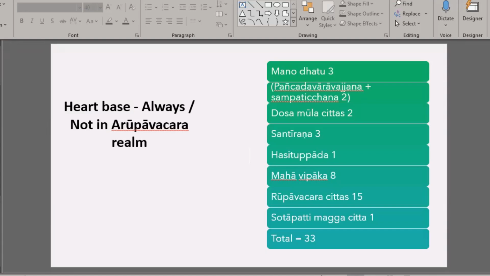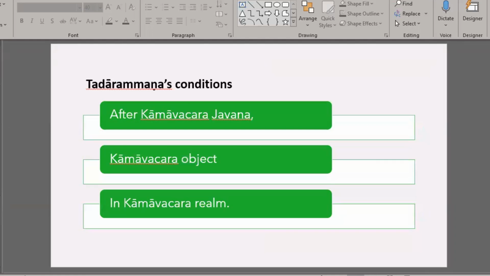So we can ask questions in various ways. What are the chittas that do not arise in the Arupavachara realm? Or we can ask, what are the chittas that always depend on the heart base? Same answer. Okay. We have already discussed the conditions of Tadarammana.